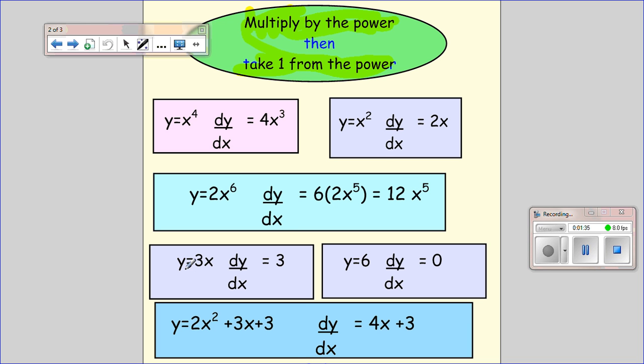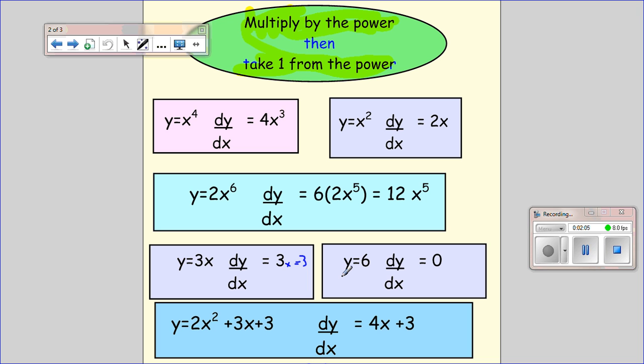When we have y equals 3x, that's x to the power of 1, we multiply by the power, so we'd have 3 times 1, which gives you the 3. And then if you've got 1 and you take away 1, 1 take away 1 will give you 0, and x to the power of 0 is 1, or anything to the power of 0 is 1. So 3 times 1 equals 3.